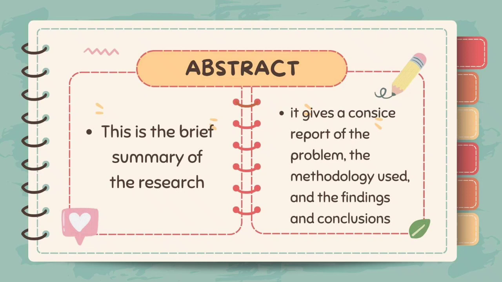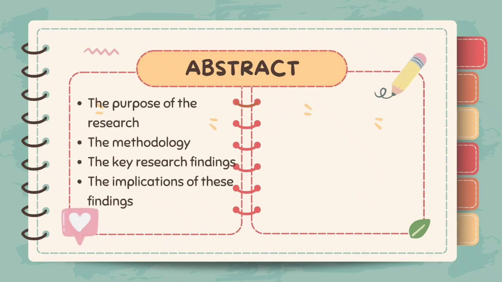In terms of content, a good research abstract usually covers the following points. No po? The first one is the purpose of research, no? Or yung sinasabi natin, what is it about and why is that important? The second part is the methodology, or how you carried out the research. Then the third part, the key research findings.